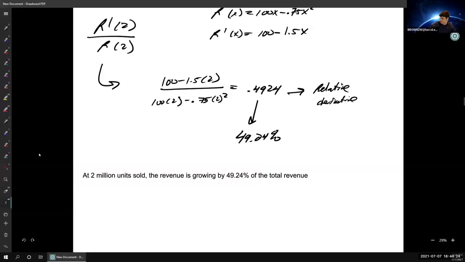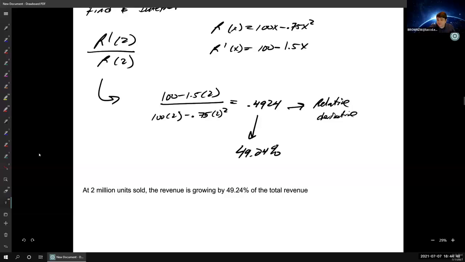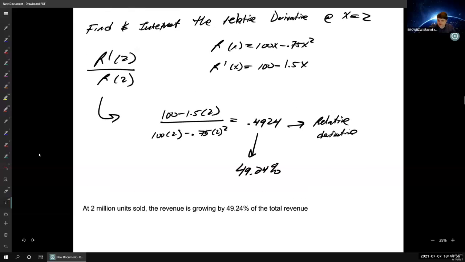Questions about this? All right. So this is, like I said, and we can kind of change what these are, but for the most part, this is a relative derivative. Pretty straightforward stuff. There's really not a lot we can do to muck with this. It's just the derivative divided by the function value.